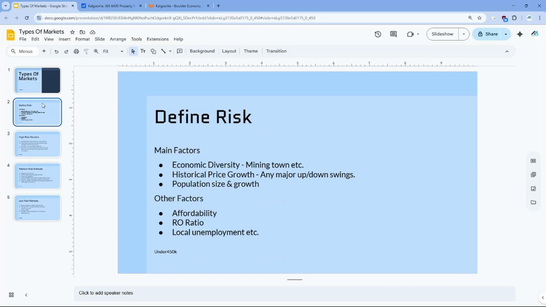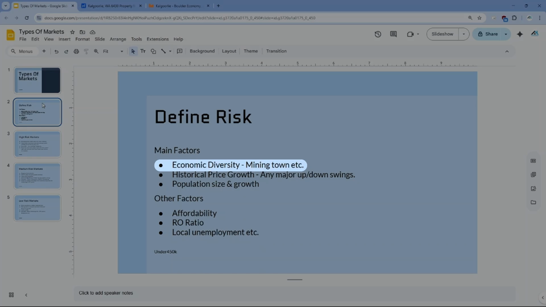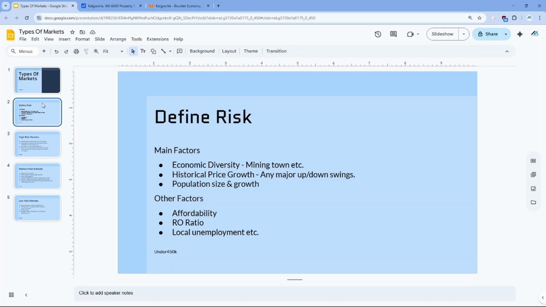So let's go about defining what these markets are and how I view which is a high risk, which is a low risk, which is a medium risk market. There are a couple of key factors that I actually look at. The first one is economic diversity. If a location is specifically a mining town or it's hinged on specifically one industry, then I will consider that a higher risk market, for example.